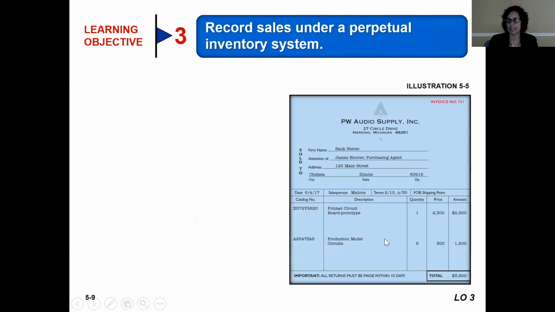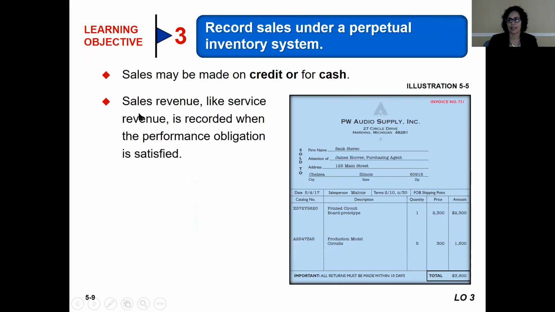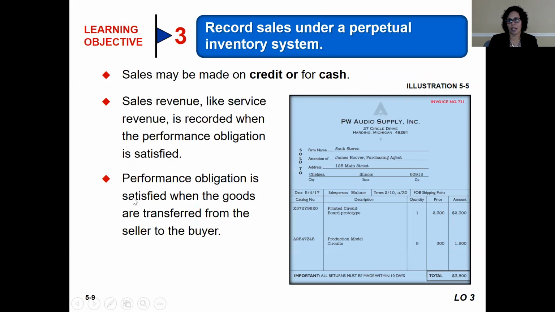The seller has the invoice. That's the same invoice that they created. They're going to create journal entries based off this invoice. Now, the sale may be for cash or credit, just like the purchase. Sales revenue, like service revenue, is recorded when the performance obligation is satisfied. Just as the buyer is not going to do a journal entry until they get the invoice, and they get the invoice only when they receive the goods, the seller is not going to do a journal entry until they actually deliver the goods. Same thing. Performance obligation is satisfied when the goods are transferred from the seller to the buyer.